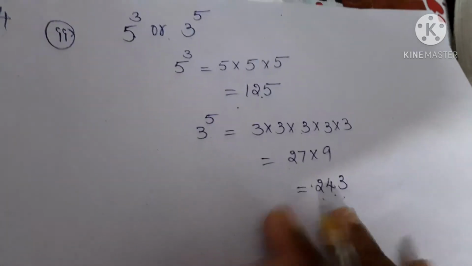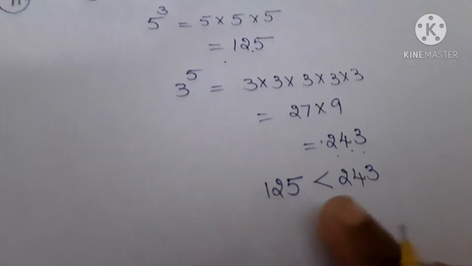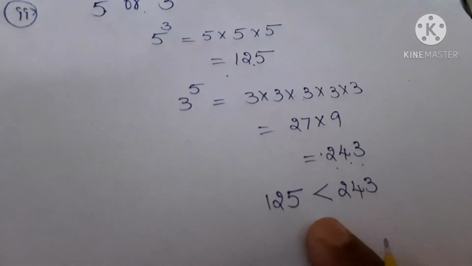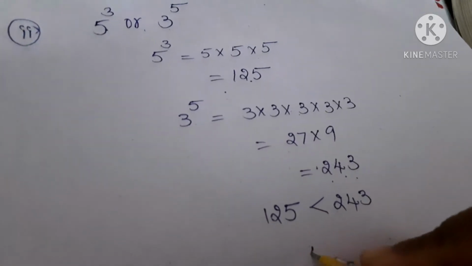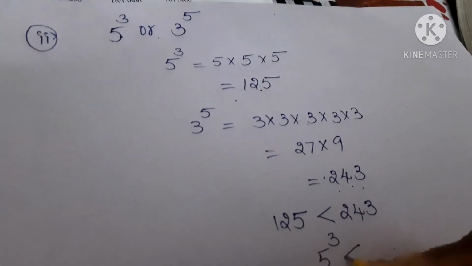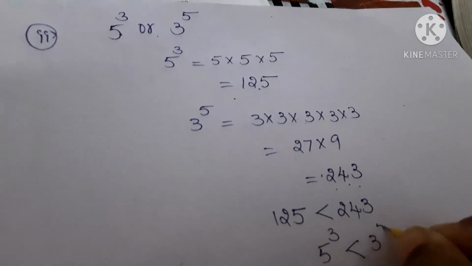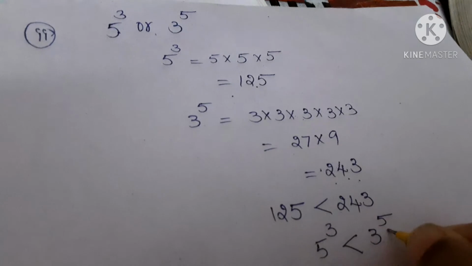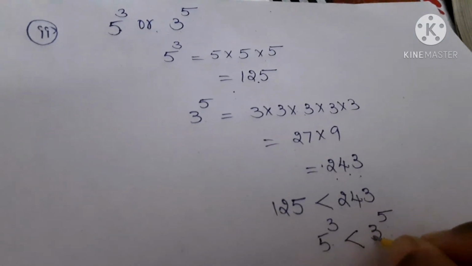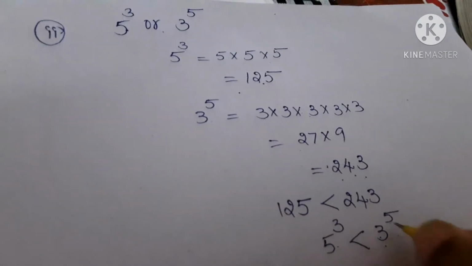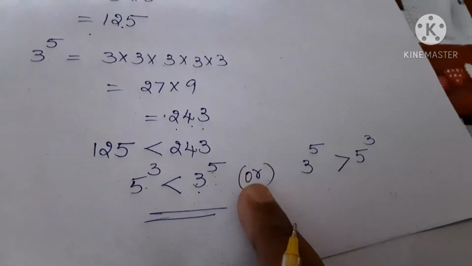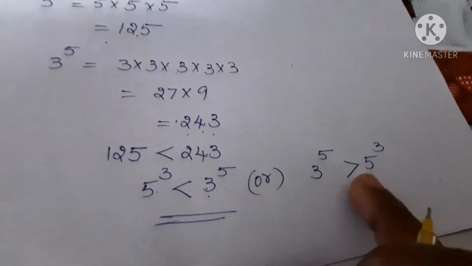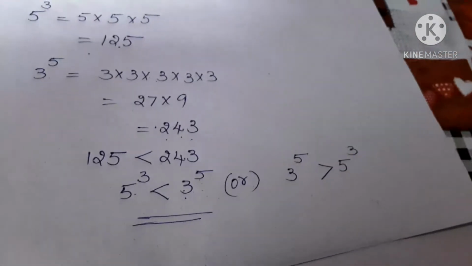243 is greater, so 125 is less than 243. So 5 power 3 is less than 3 power 5. Comparing these two numbers, 3 power 5 is the greater number. 5 power 3 is less than 3 power 5, or 3 power 5 is greater than 5 power 3.